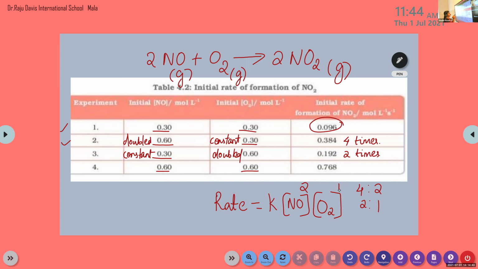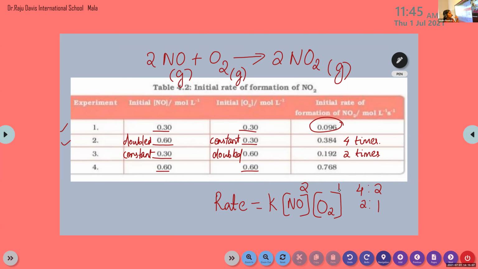So I will explain it once again. We just consider this chemical equation 2NO plus O2 giving 2NO2. In this one, NO and O2 are the reactants. In the first case, we kept the concentration of both NO and O2 the same. In the second case, we kept the concentration of O2 constant and the concentration of NO is doubled.